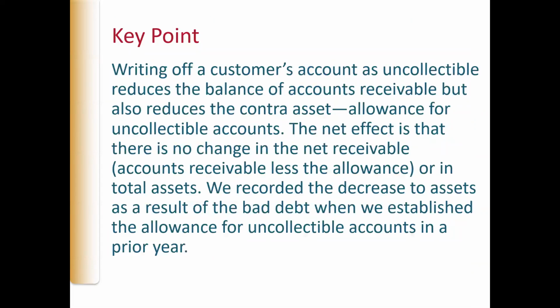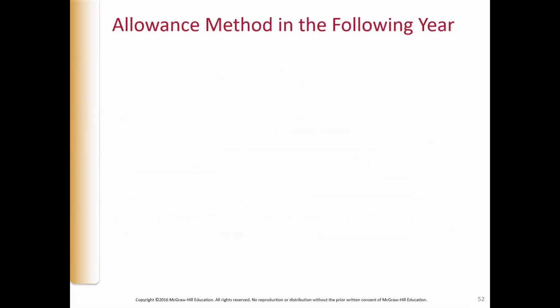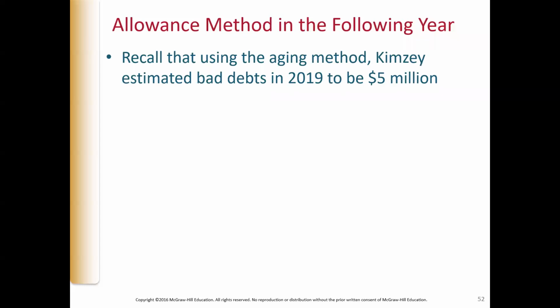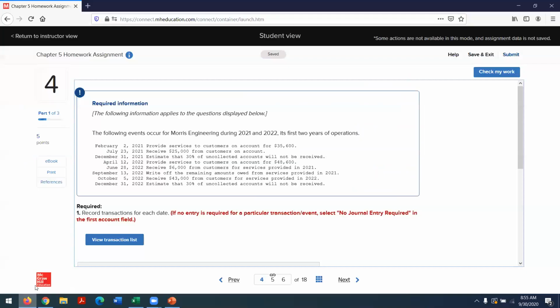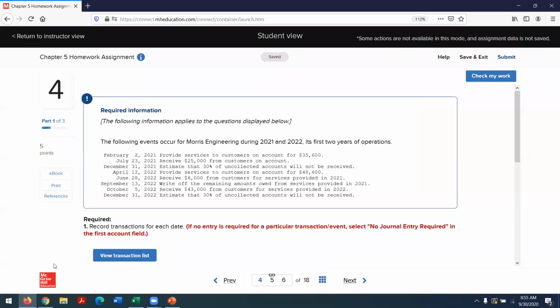Now, I want to do some work on this. This can be challenging, and then this in the following year can become more confusing. So let's go back to our homework. Okay? We're going to look at number 4 here. Now, the following events occur for Morris Engineering during 2021 and 2022, its first 2 years of operation.